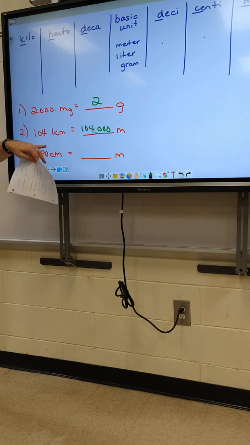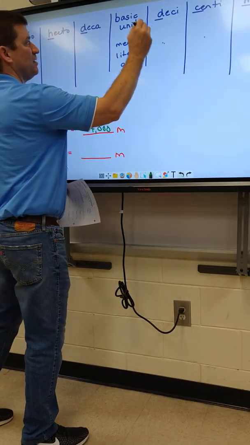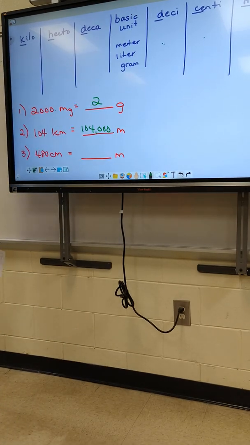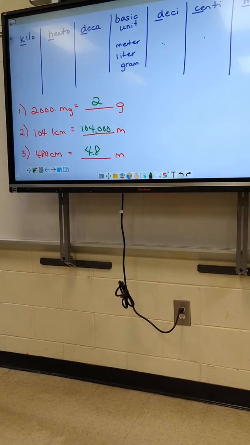We got to go from centimeter to meter. How many places do I got to move? 1, 2. 2 places back to the left. What's my answer going to be? 4.8. You don't have to write a 0 if it's behind the decimal point. It's the last number. All right. You guys do 4 and we'll just check what you get.